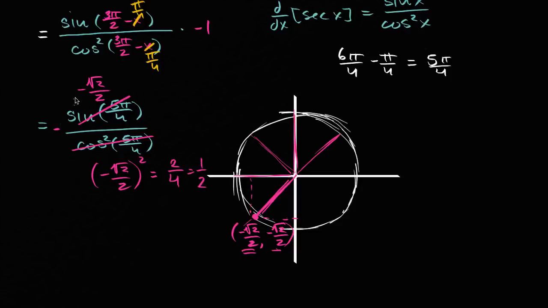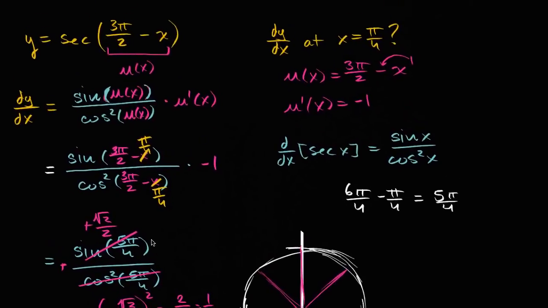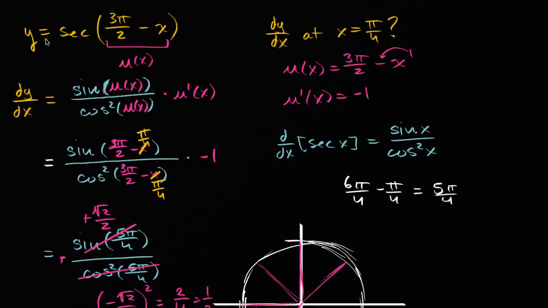In the numerator, this negative cancels out with that negative. And so we are left with, and we deserve a little bit of a drum roll, square root of 2 over 2, that's the numerator, divided by 1/2. Well, that's the same thing as multiplying by 2. So we are left with positive square root of 2 as the slope of the tangent line to the graph of y is equal to this when x is equal to pi over 4. Pretty exciting.